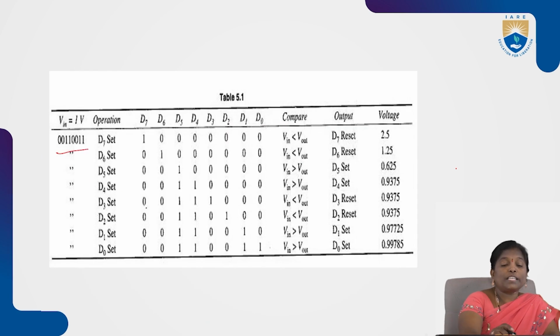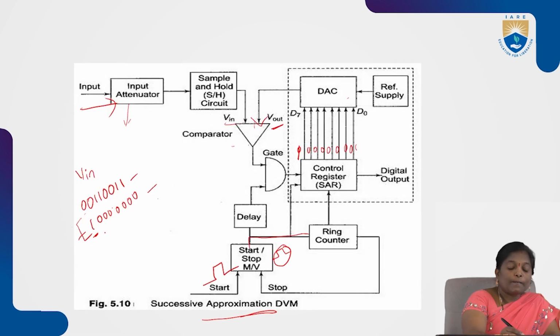Whenever the output voltage is greater than the input voltage, we have to reset that D7 bit to 0 and then the next pulse is applied. For the next pulse, we have to reset because input voltage is less than output voltage. If the input voltage is less than output voltage, we have to reset the 7th bit. Then D7 becomes 0. Next, we are applying the next pulse with the help of the multivibrator.